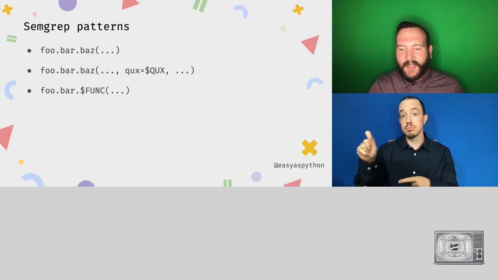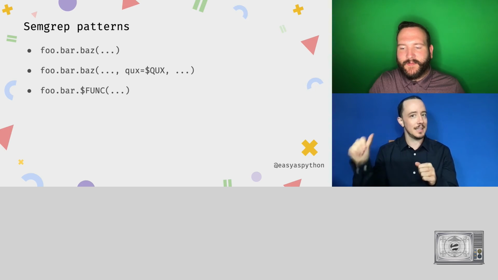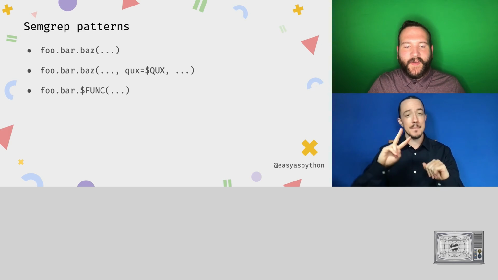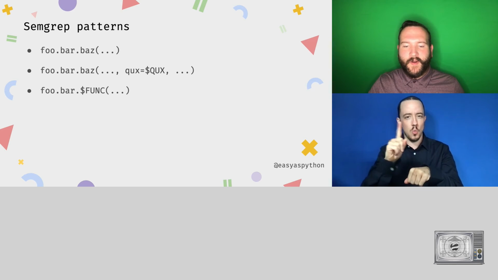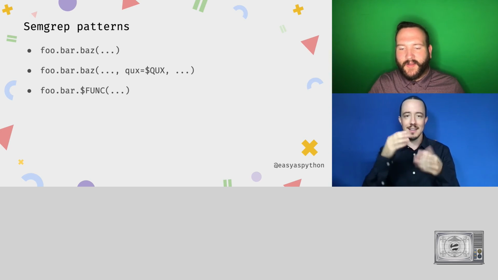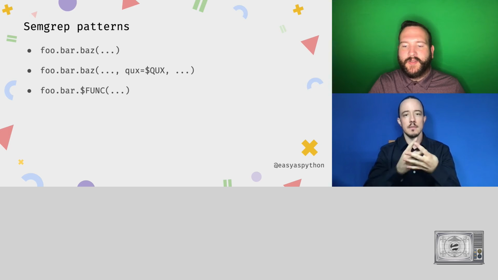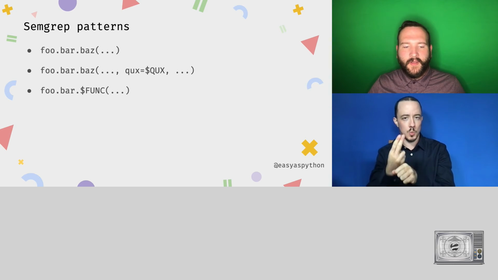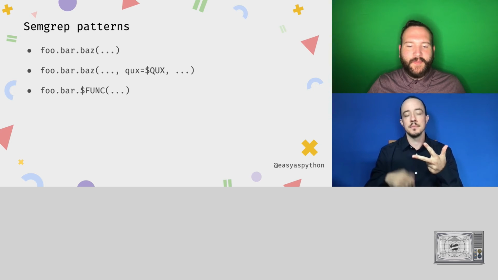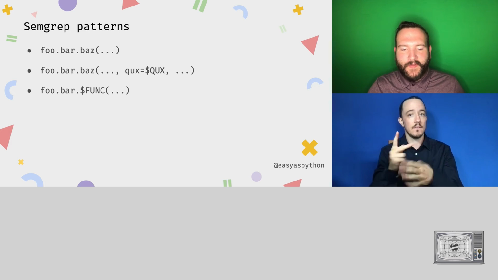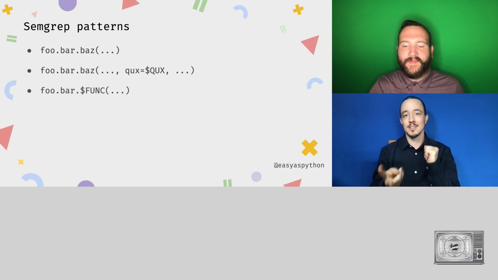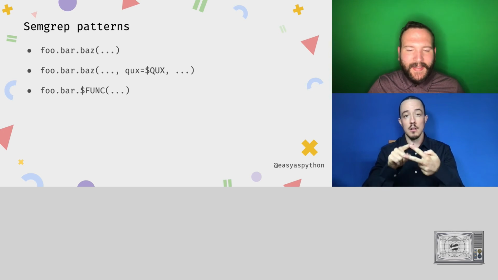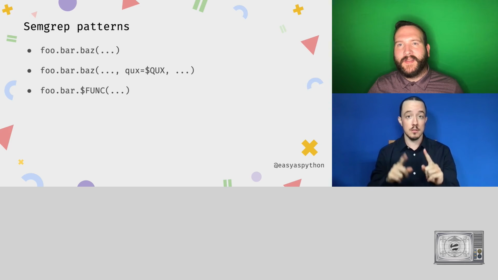This ellipsis indicates that Sengrep should find any instances regardless of the arguments passed. The second example finds only calls where a quux keyword argument with any value is among the arguments passed to the call, storing the found quux value in a meta variable for later use. The third example will match calls to any function from the foo.bar module, storing the name of the found function for later use. These all work even if the call is formatted to span several lines.